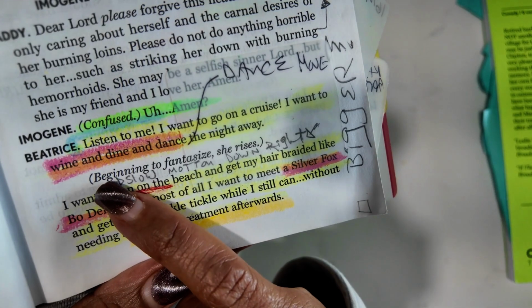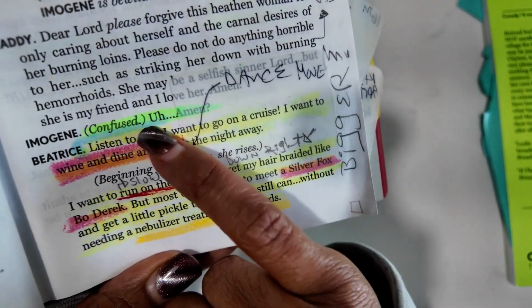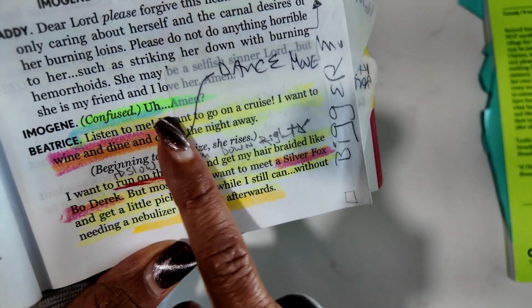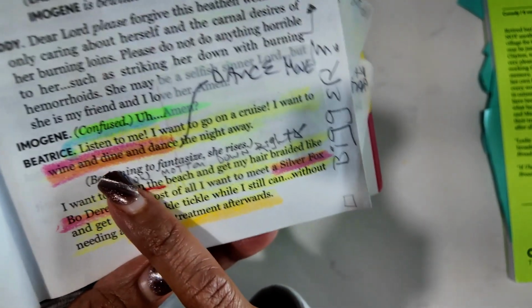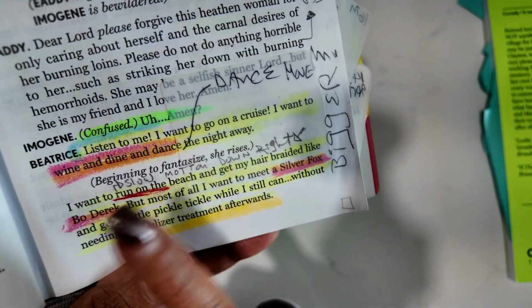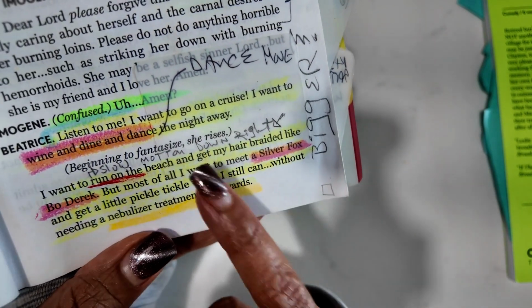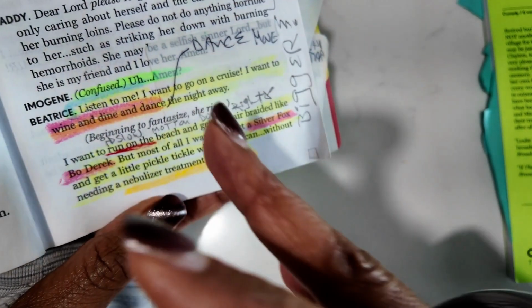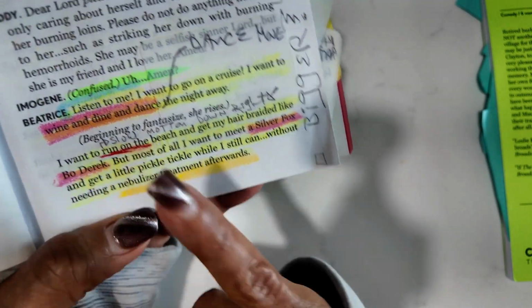The script says, I begin to fantasize and rise. I actually rise up here so that I can do slow motion wine and dine and dancing the night away, and then slow motion running on the beach. I head down right. I drag my hands through my hair as if braided like Bo Derek. I looked that up.